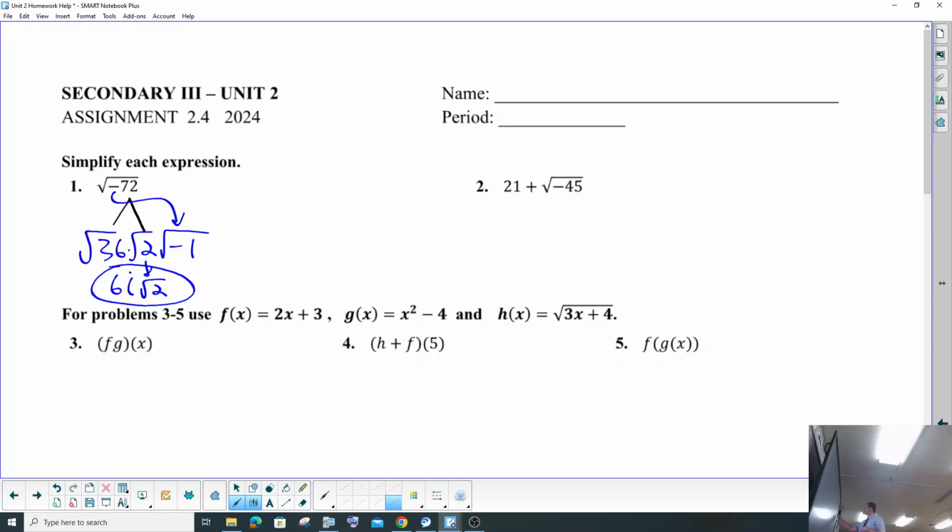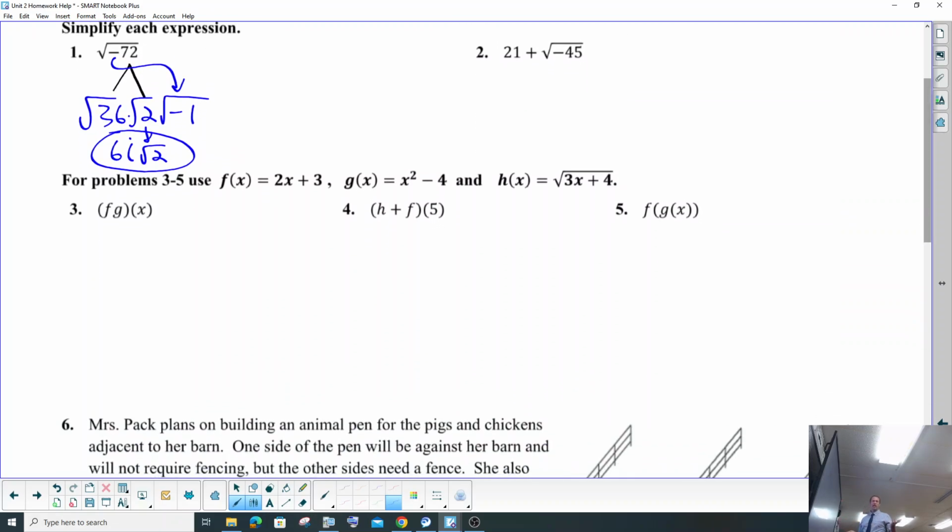Let's see here. So don't forget, f times g of x. So you just have to multiply, right? So you take f, which is 2x plus 3, and you multiply it with g, which is x squared minus 4. So go ahead and distribute that, good.